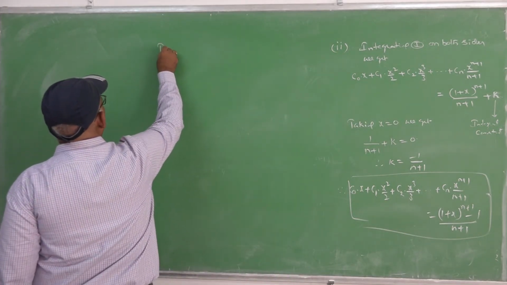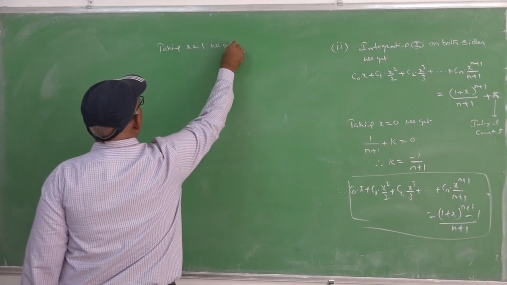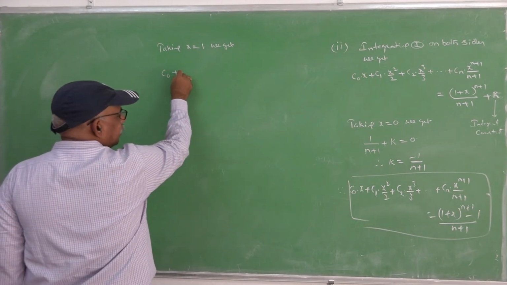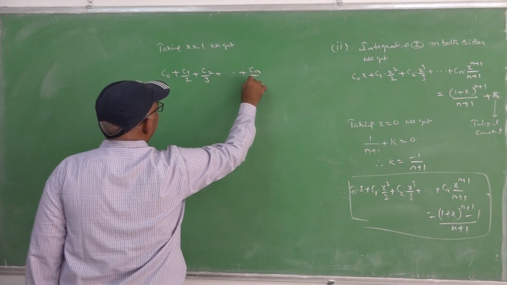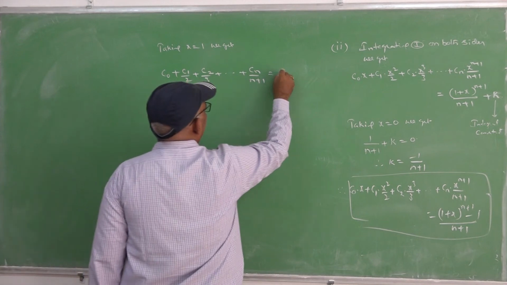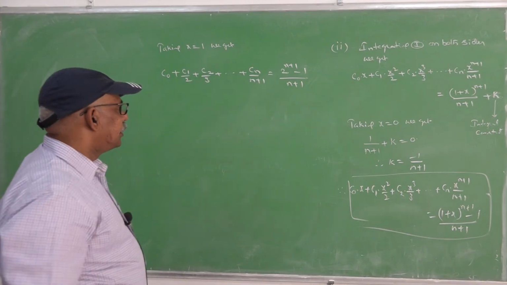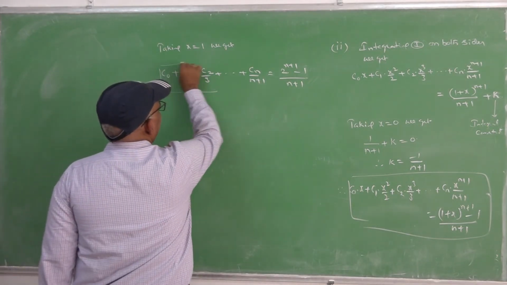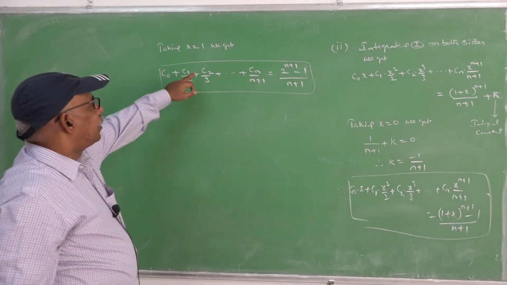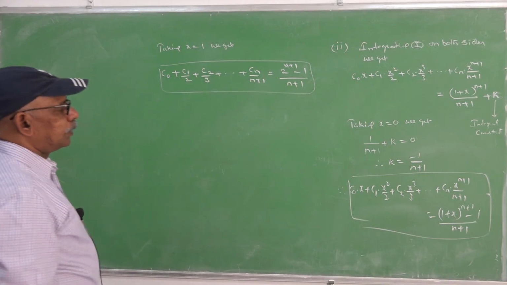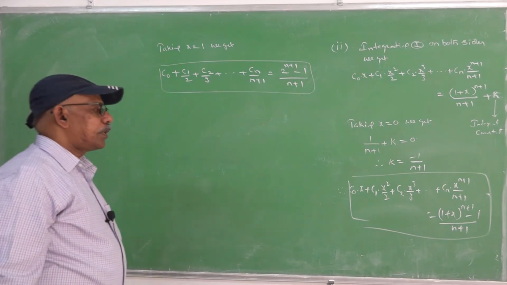Now, taking different values, taking x equal to 1 in this result, we get C0 plus C1 by 2 plus C2 by 3, like that, Cn by n plus 1 is 2 power n plus 1 minus 1 by n plus 1 itself. This is one important result of the coefficients of the binomial expansion.